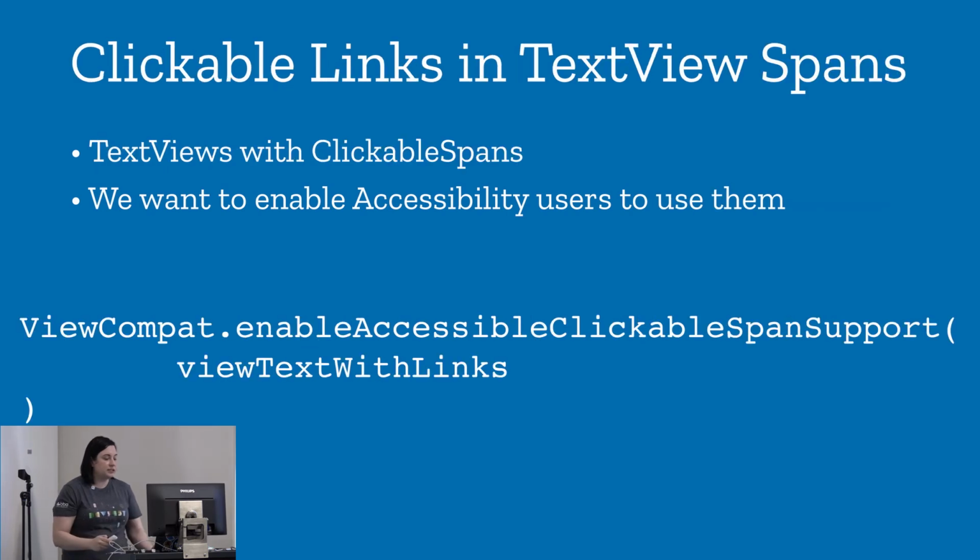So sometimes text views have clickable links, and in order for that to become accessible, we need to use the world's longest function name called, let me just breathe before this one, enable accessible clickable span support. All right, so that's what you would use for making your clickable spans more accessible.